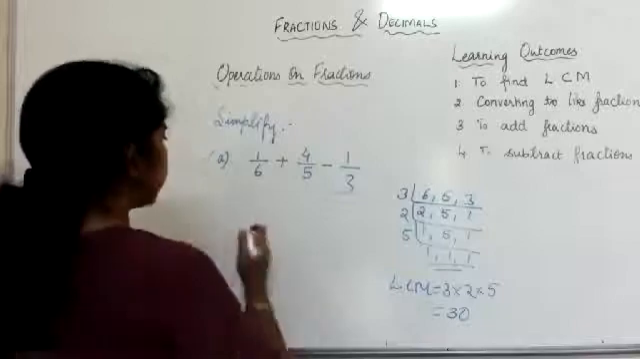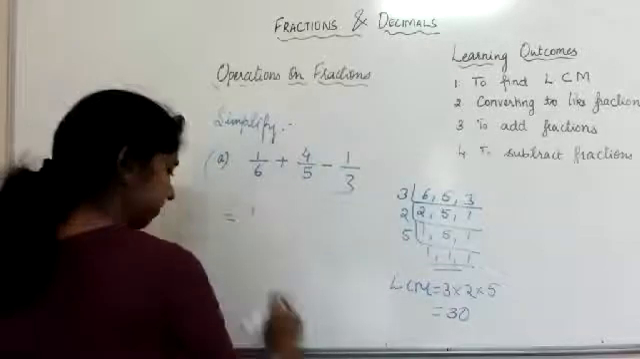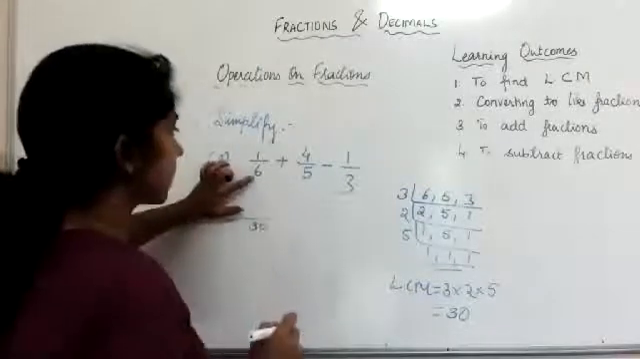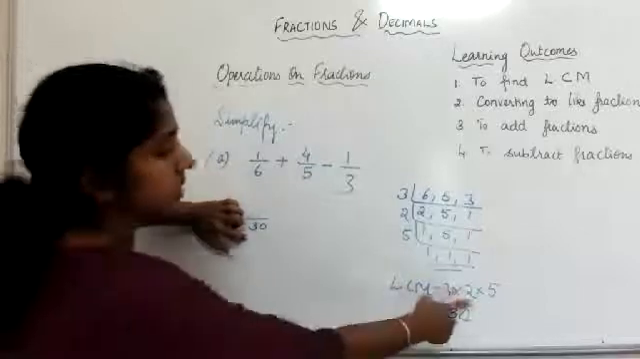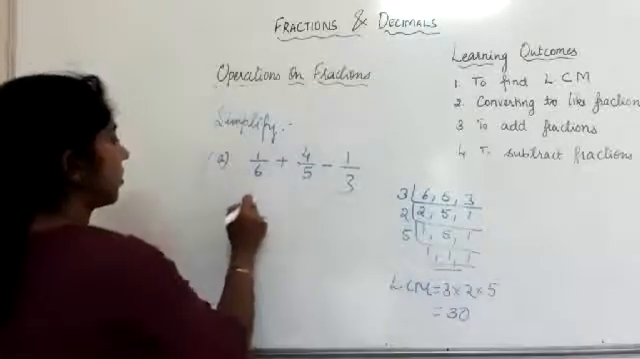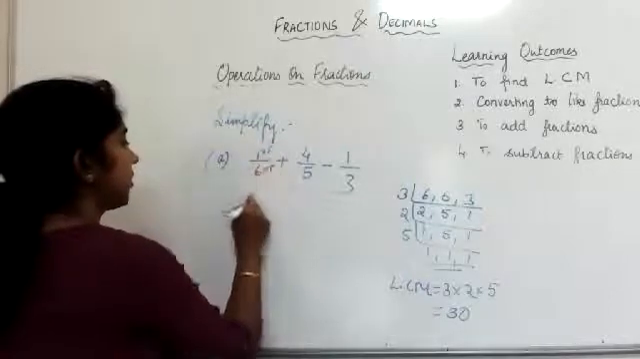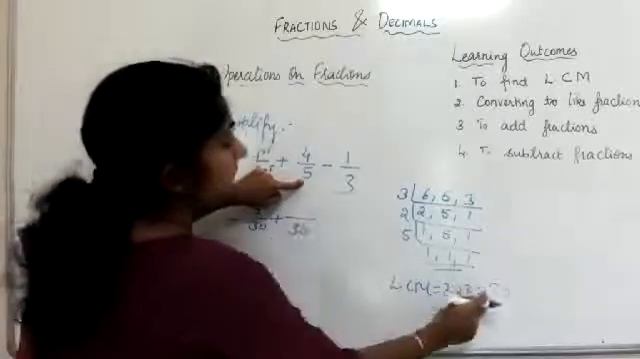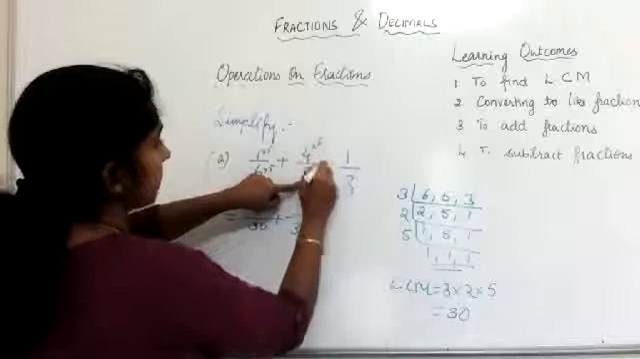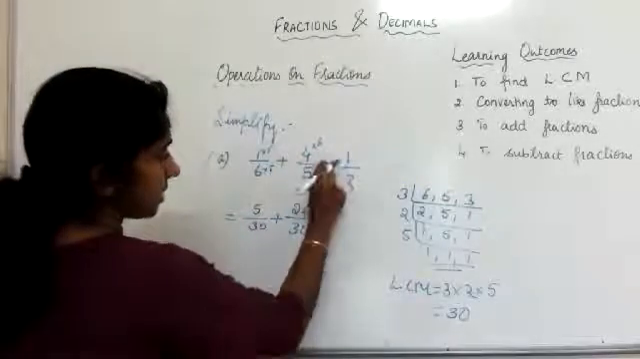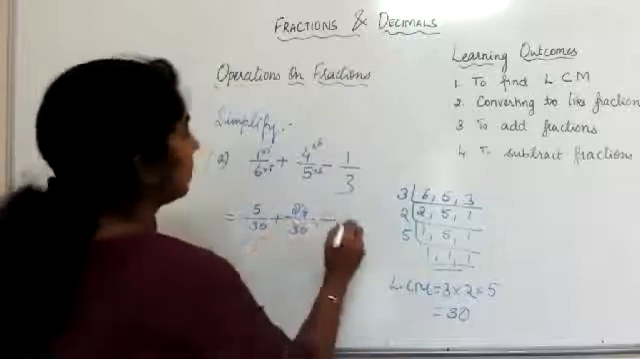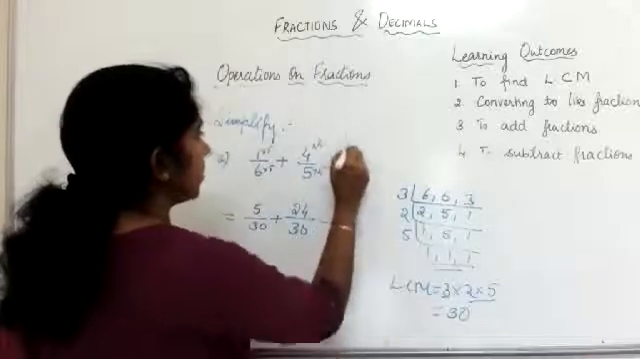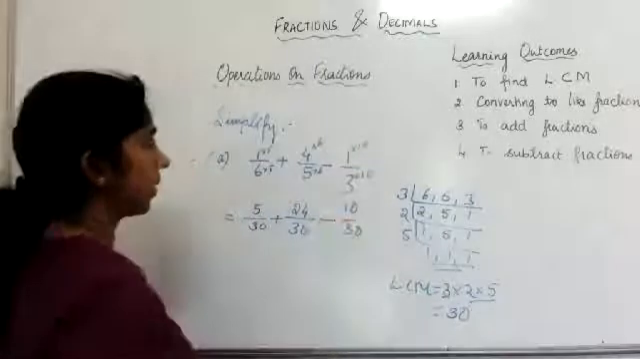Now once you get the LCM, same method: convert to equivalent fractions with the denominator as 30. 6, how much are 30? 6 fives are 30, so you multiply 1 into 5, that is 5. 5, how much are 30? 5 sixes are 30, so multiply by 6 here and you will get 24. Minus, this sign you keep as it is. 3, how much are 30? 3 tens are 30, so 1 into 10 is 10.